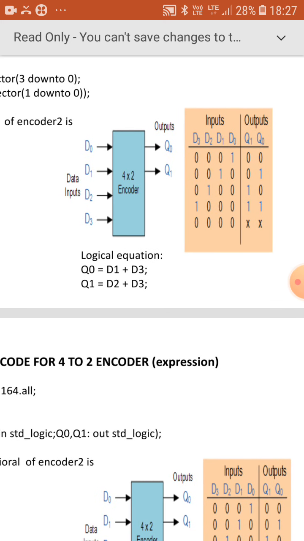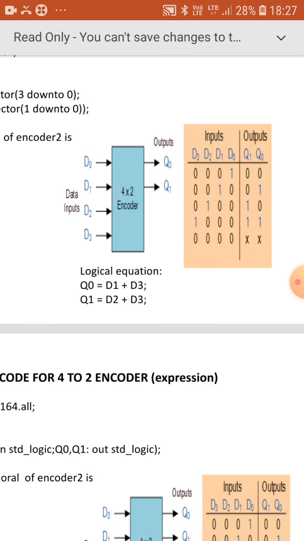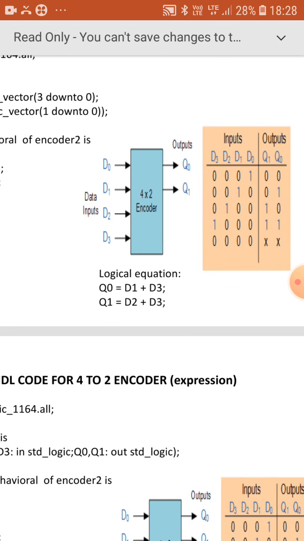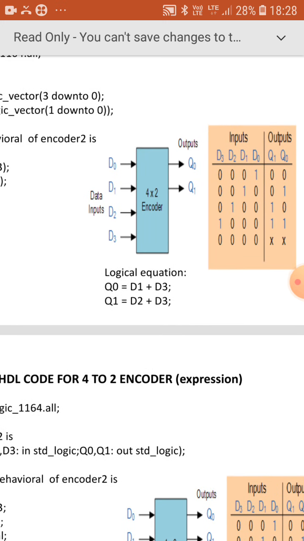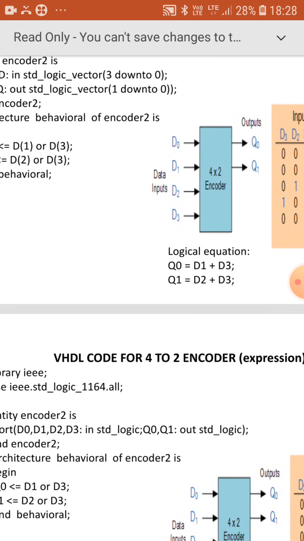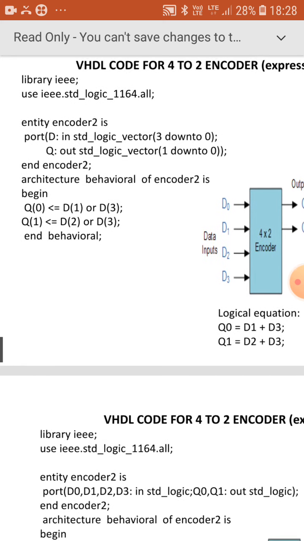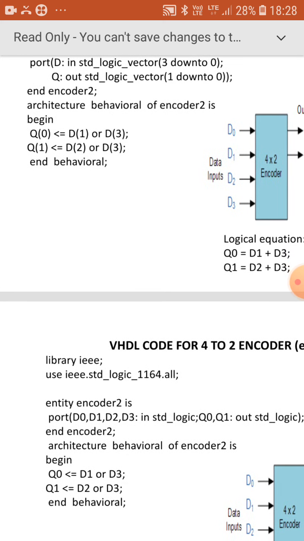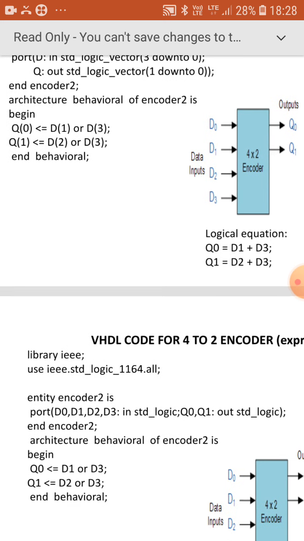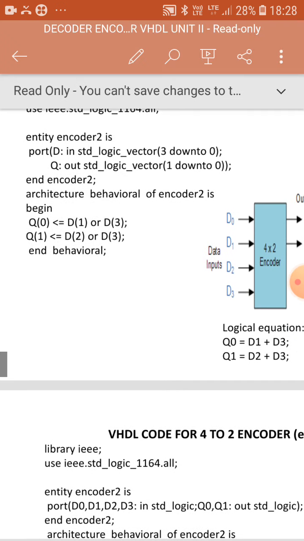Okay. Next, you see the column Q0. Q0 is equal to 1 when D1 is equal to 1 or D3 is equal to 1. So Q0 is equal to D1 or D3. Okay. So Q0 is equal to D1 plus D3. Okay. In this program also the same entity. So architecture part. Begin. Next line. Q0 is equal to D1 plus D3. Okay.